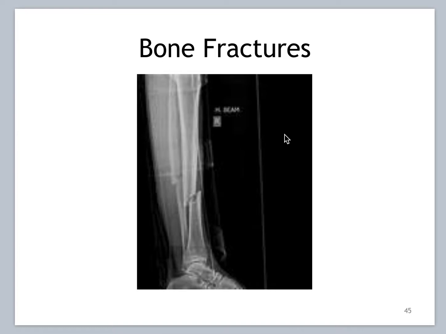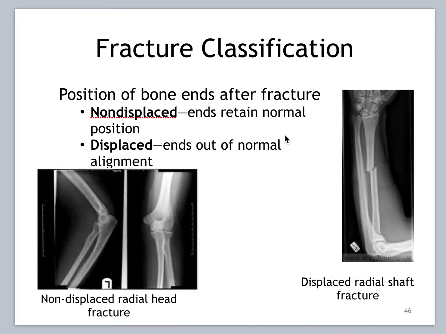Now we'll look at bone fractures, the different types and categories of fractures. First of all, a fracture can be either non-displaced or displaced. A non-displaced fracture, such as this one here, means the ends of the bone remain in their normal position. It's often easy to miss a non-displaced fracture on X-ray because there's maybe just a hairline fracture, so it's not an obvious fracture, as opposed to this displaced fracture where the ends are out of alignment. It's easy to see what the fracture is here.